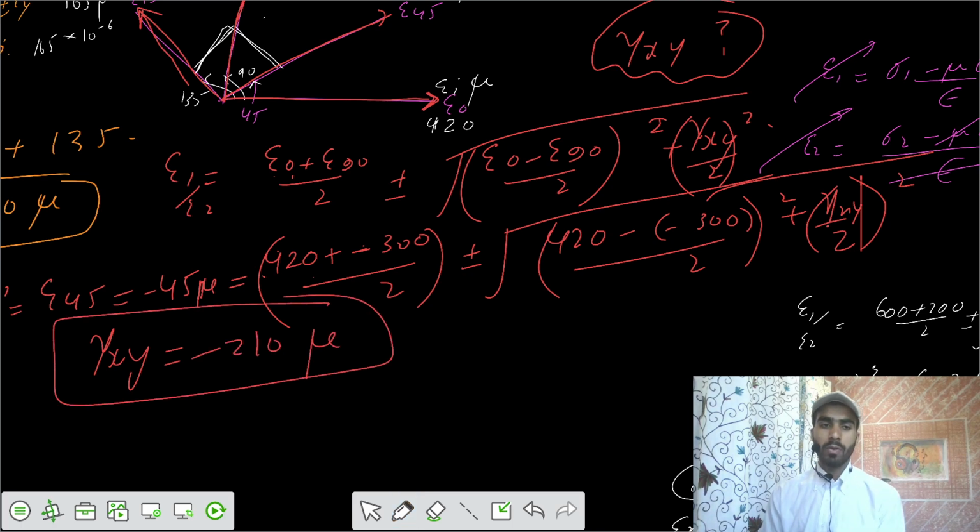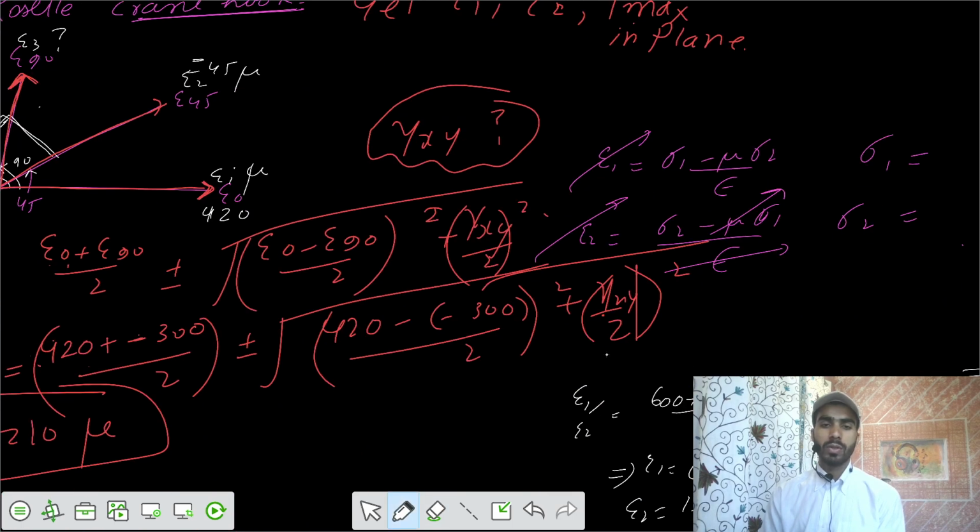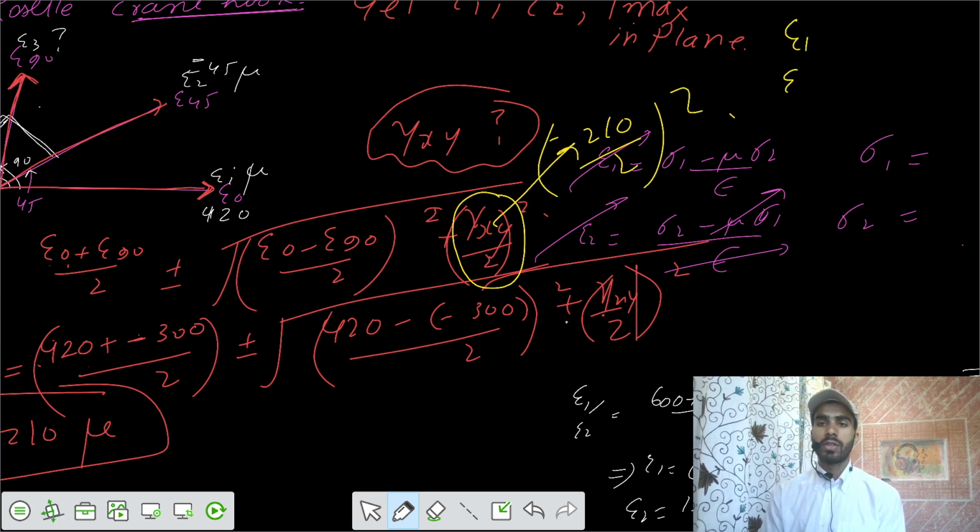Now you got the value of minus 210, you substitute it in this equation. Now you can substitute the value of gamma xy here, minus 210 by 2 whole square. Then accordingly you can get the value of strain 1 and strain 2. So strain 1 equals 435 micron, and strain 2 equals minus 315 micron.